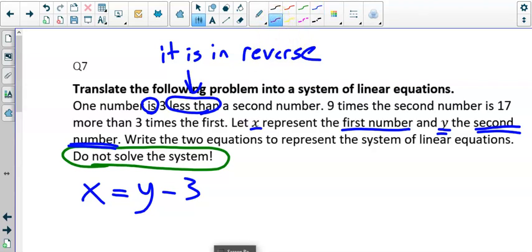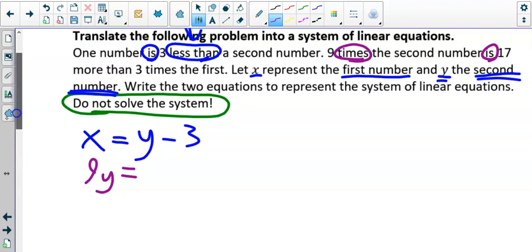So, looking at the next one. It says 9 times the second number. What is that? Okay. And then we see is, so what is that? Perfect. And then it says 17 more than 3 times the first. Yes, more than does mean addition. It is reversed. But because it's addition, you can actually get away with writing it either way. But since we're thinking reversed on those type situations, let's keep that idea going. So it says 17 more than 3 times the first. What does that look like?